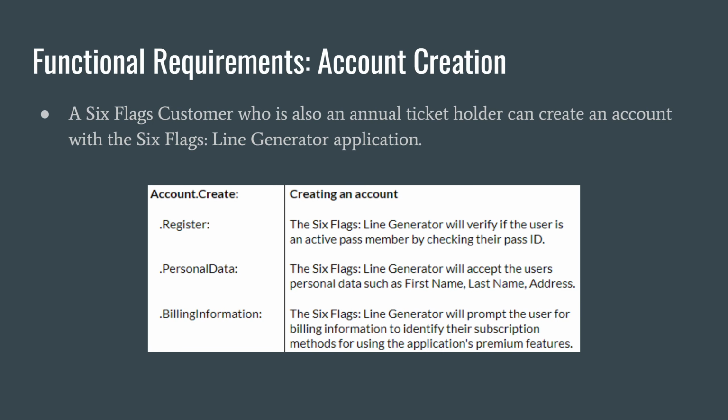Account creation, here we go. Personal data. Line Generator will accept the personal data such as first name, last name, and address. And also billing information. It'll prompt the user for billing information to identify their subscription methods for using the application's premium features.